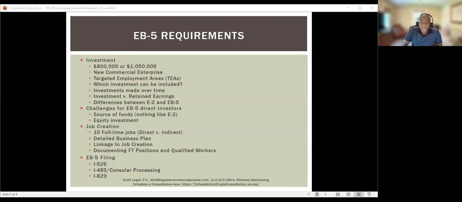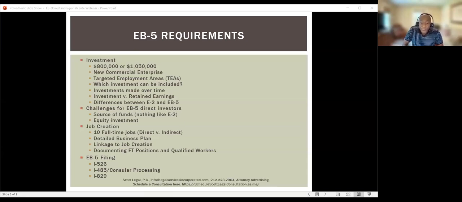Now, the investment is either going to be 800,000 or 1,050,000, and that investment has to be made in what's called a new commercial enterprise. But that's not new in terms of recently formed. Instead, a new commercial enterprise is defined by the statute, and I can't recall the exact date, but it's an enterprise that is started after 1990. I think it's November 1990.